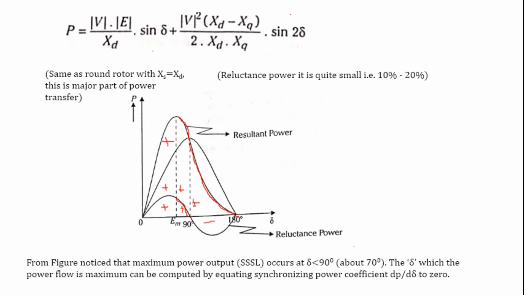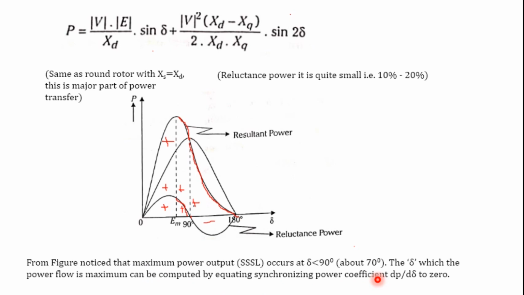From this figure, what we can understand is that the maximum power output generally occurs at less than 90 degrees. You can see that this value is less than 90 degrees, maybe around 70 or less. The delta at which the power flow is maximum can be computed with the help of the synchronizing power coefficient, that is dP by d delta equal to 0.